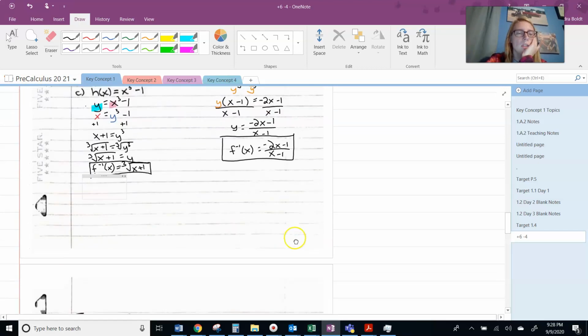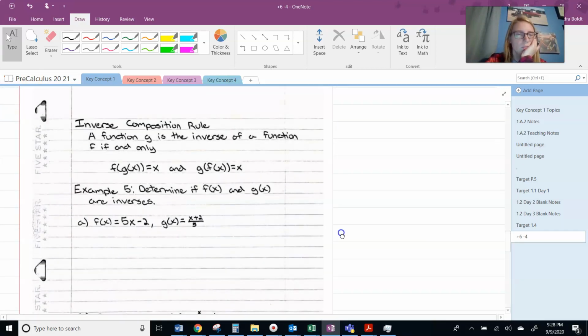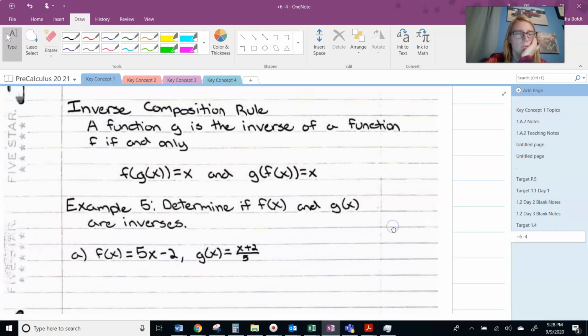Okay, let's look at the last thing. A function g is the inverse of a function f if and only if f of g of x equals x and g of f of x equals x. So when you do the composition of the two, if you get x, then they are inverses.